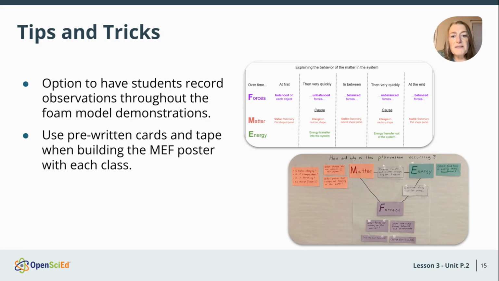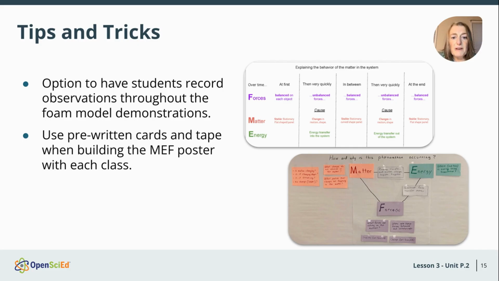For the construction of the explaining the behavior of matter in the system poster, which is at the top right, I duplicated the chart on an 8.5 by 11 paper that students filled out in pairs throughout the foam demonstrations. Afterward, we reviewed and reasoned through their answers and then added them to the poster. I had a lot of success with this method and felt that it was more effective than having students just think about it and then wait until we put it together, because it gave students an active part in figuring out what was happening in pairs before we started talking as a group.